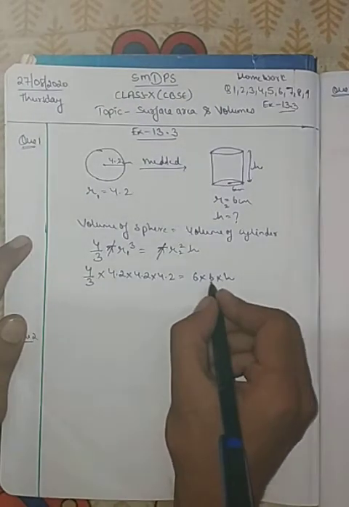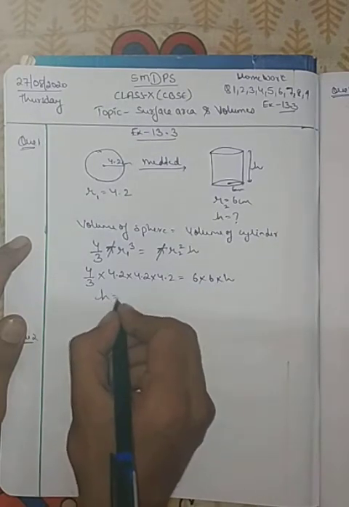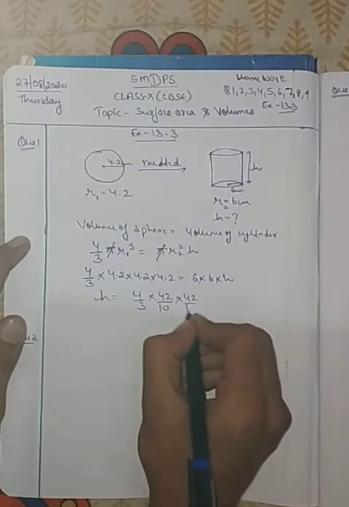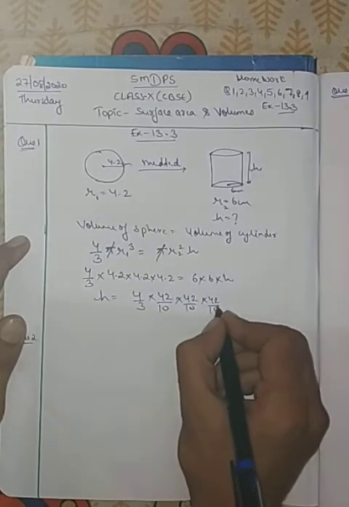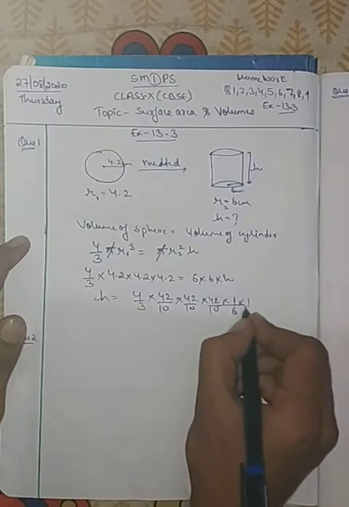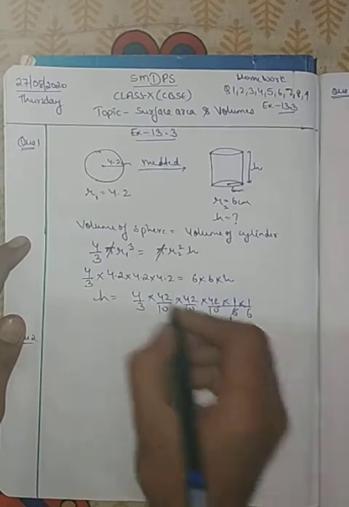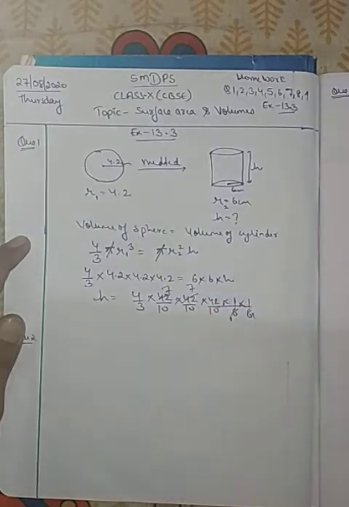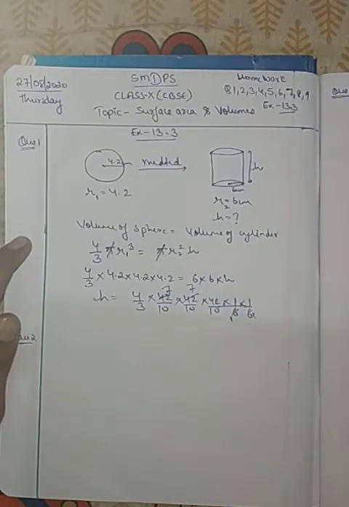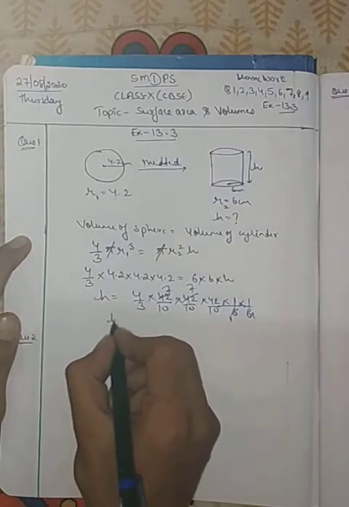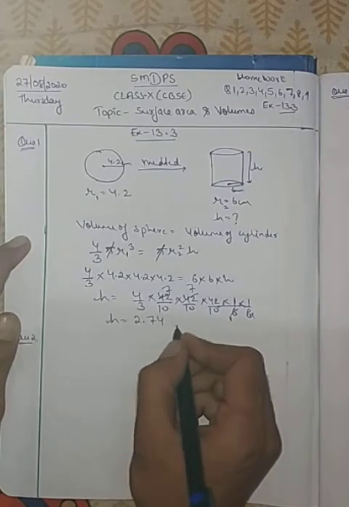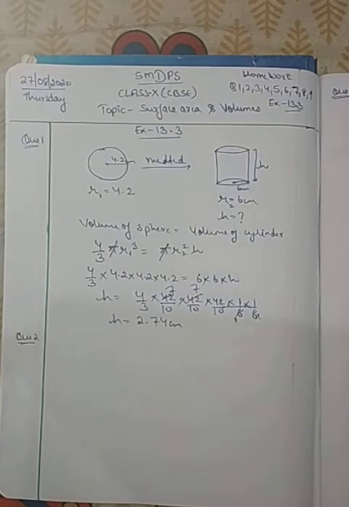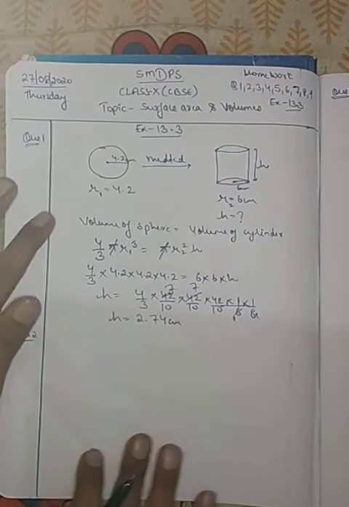So to find h, these two 6 will go in the denominator. So h is equal to 4 upon 3 into, removing the decimals, and we have 1 upon 6 multiply 1 upon 6. Solving it, 6 1s are 6, 6 7s are 42, 6 1s are 6, 6 7s are 42. And solving this, the answer you will get is h comes out to be 2.74 centimeter. By this process you can solve this. By using these formulas you can easily get the answer.